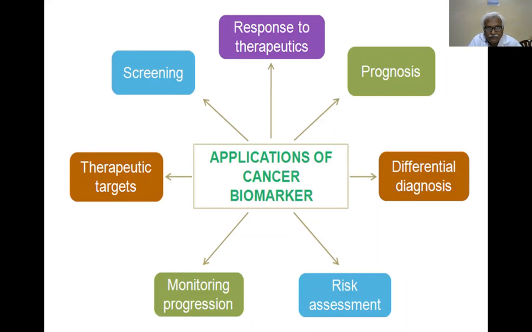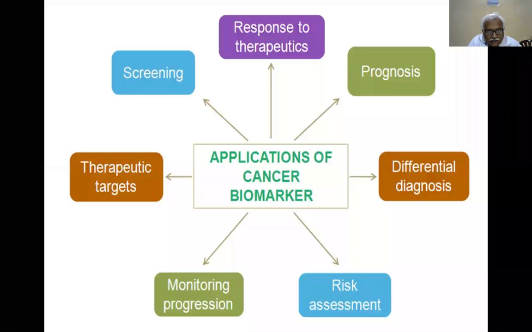And suppose we have to give some type of drug. Based on the screening, certain biomarkers will suggest development of a particular cancer, and we know what type of chemotherapeutic drug should be given. So it is a selective approach, and therapeutic targets can be selected. And once we start the treatment, we can see how the patient is responding to the therapeutics, how he is progressing, and how he is leading a normal life. These are all the benefits.